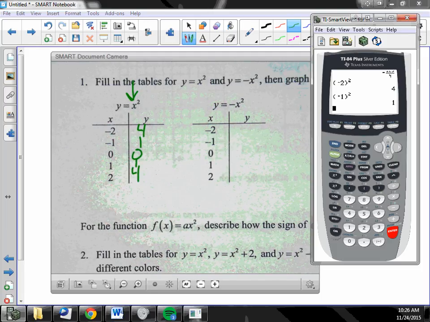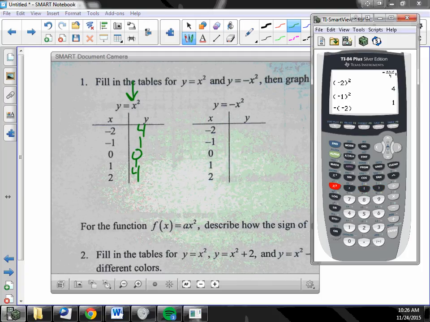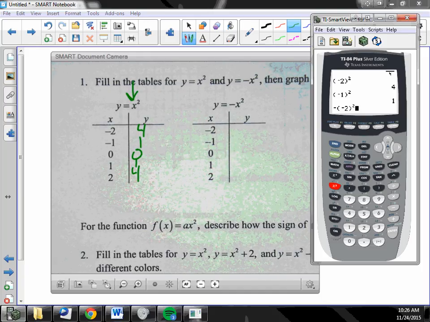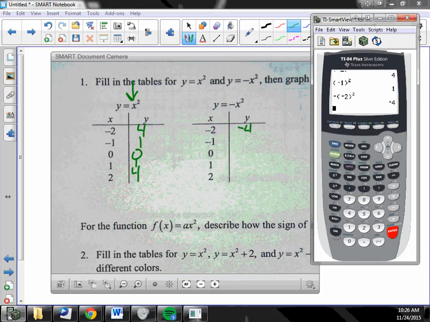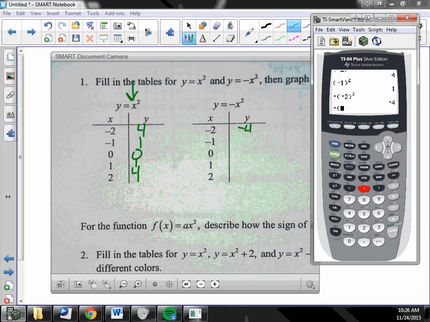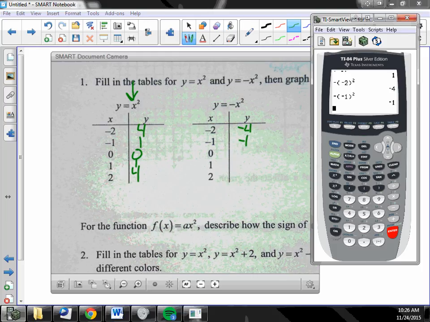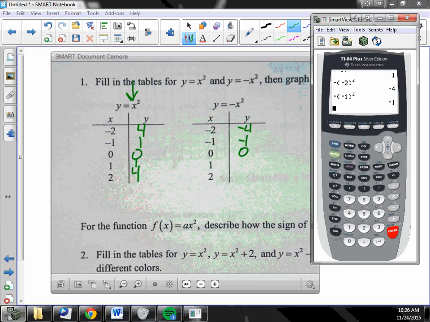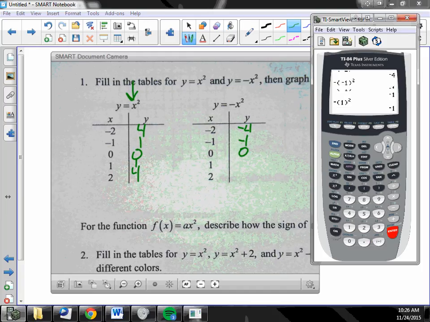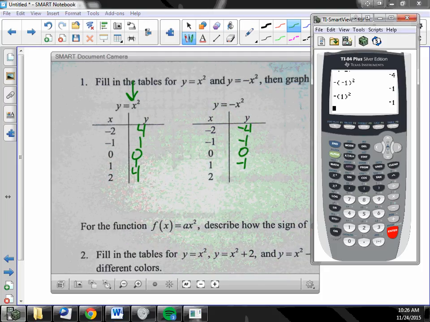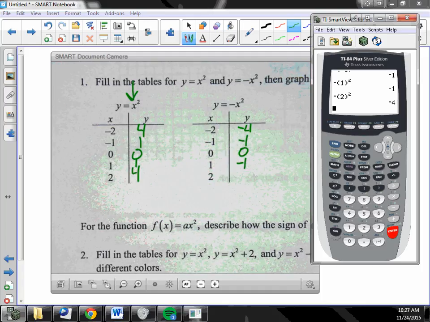Now over here, you're going to do negative parenthesis -2 squared. So we're going to square the -2, and then we're going to change its sign, which gives me -4. And then negative parenthesis -1 squared, which is -1. 0 is just going to give me 0. So negative parenthesis 1 squared, -1. And then negative parenthesis 2 squared would give me -4.